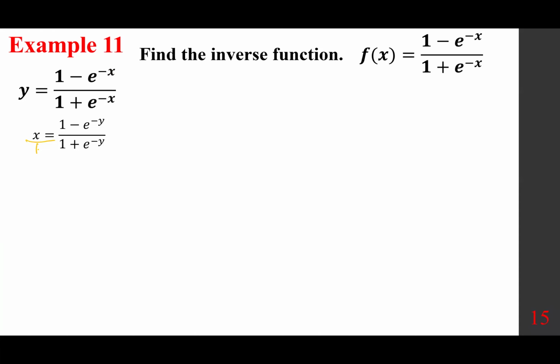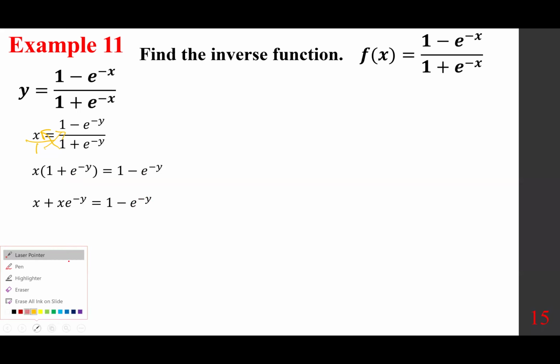We write this as x over 1, and we do the cross product, these two and these two. So x times (1 plus e to the power minus y) equals 1 minus e to the power minus y. And we distribute the x. This becomes x, this becomes x e to the power of minus y. The right side doesn't change. Now, to get rid of the negative exponent, you can write this as 1 over e to the power of y. Please understand, this is the same as minus 1 over e to the power of y. The same thing for the other one.